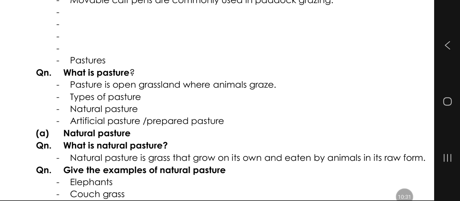So it grows on its own. Things were not in that definition. The pasture grows on its own and it is eaten by animals in its raw form. There is no other processing. Nga gubadde animals bezigulya. Hope I'm clear there.